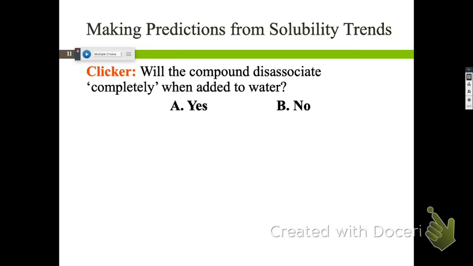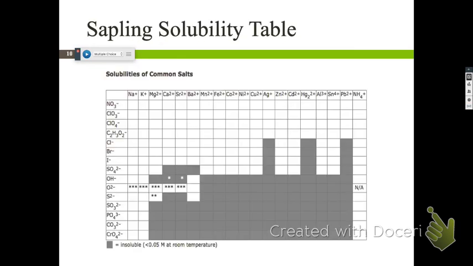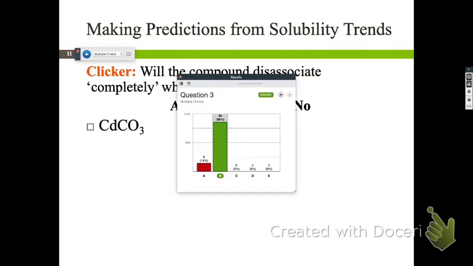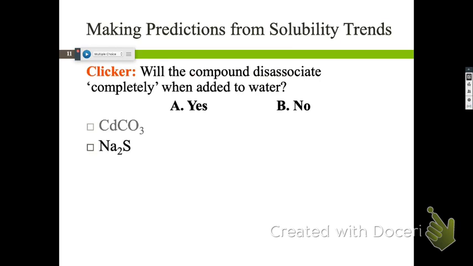You can also go back and look at your table. And if you look on your table, were you guys able to find this? Cadmium carbonate, right there. All right, so that should follow with the trends. There are exceptions, so make sure that you follow it up by checking on the table. But I agree with your guys' answers. So, yes. All right, second one. You guys can continue down the table if you finish this before I get to a full class discussion. Sodium sulfide. Yes.